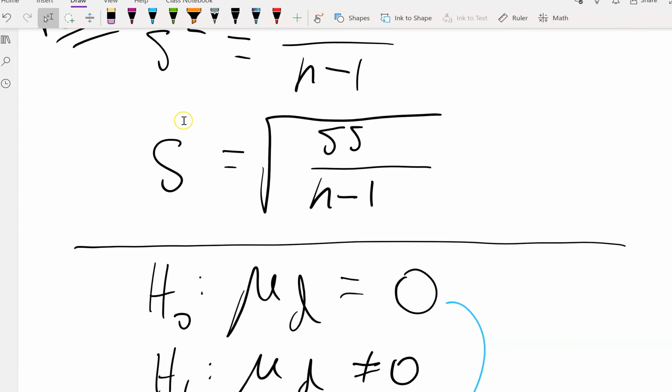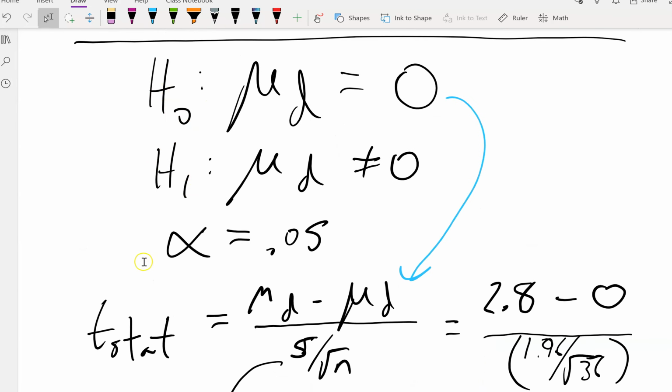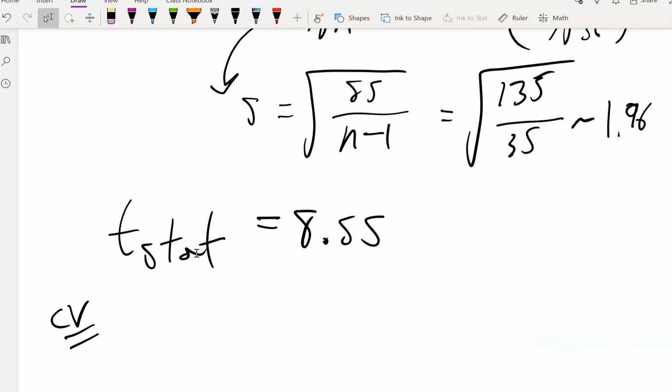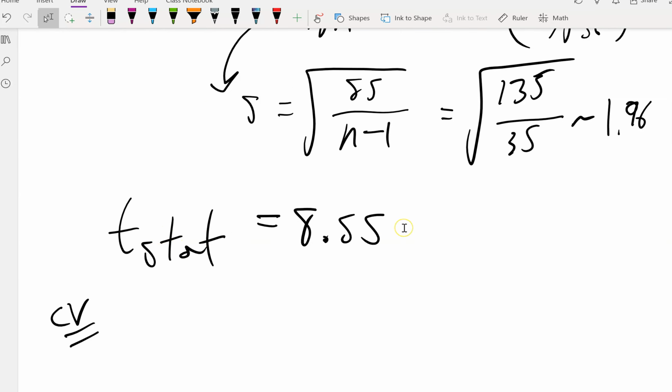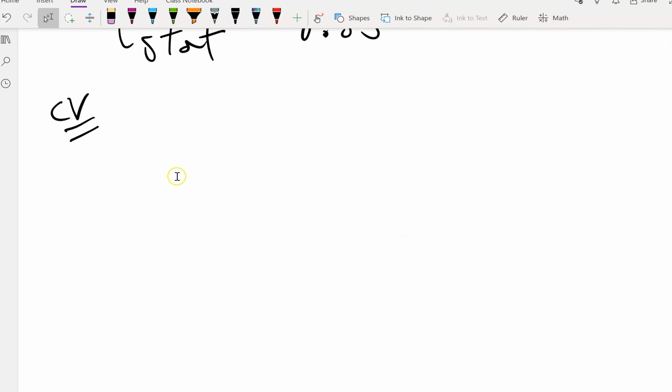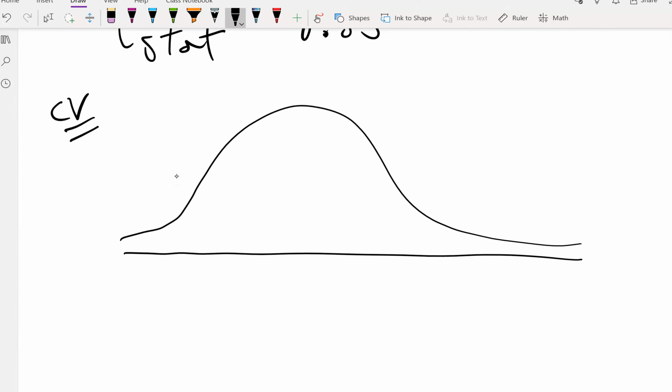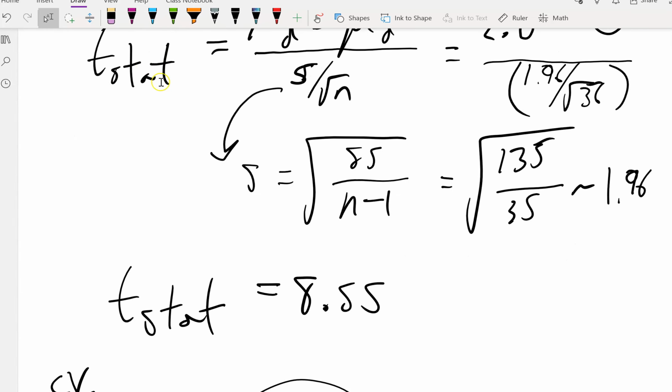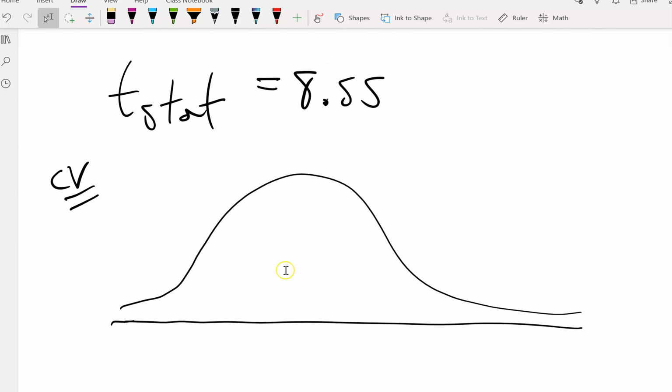So the first thing you always do is write down your null, your alternative, and your alpha. From here, you crack out your test statistic. From there, you build a critical value. The critical value is based on the t-statistic. Why? Because you've got to follow suit with your t-stat here.